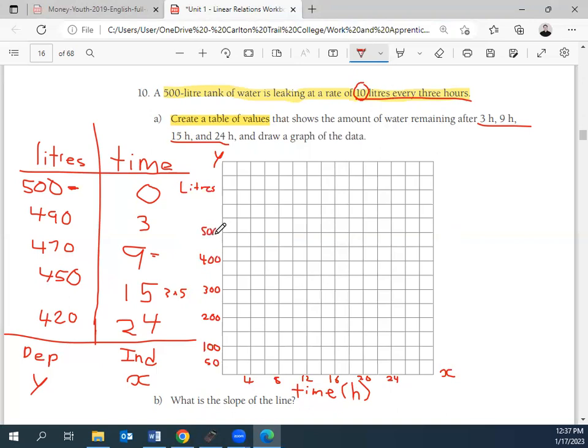And 500. So if you go up by 50s, in this case, I went up by 100 just to save myself some space. You should get something that looks like this.